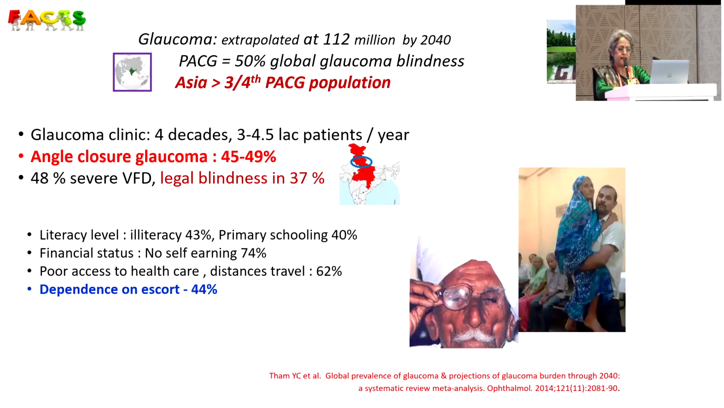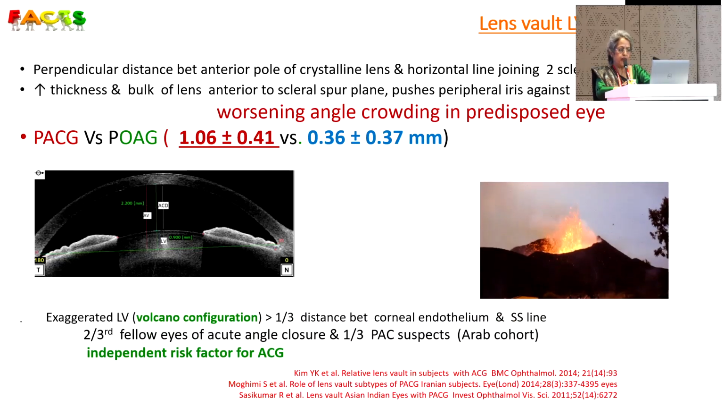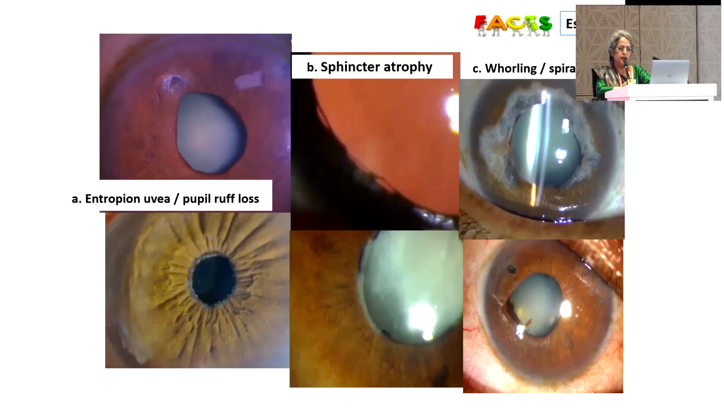So all these facts, and the fact that lens vault is invariably high, which worsens the angle closure in predisposed eyes, which we found in angle closure was almost more than 2 times. The lens vault in open angle was 0.36, whereas in angle closure it was 1.06. So we really did find that exaggerated lens vault, or the volcano configuration as it is described, which is more than 1/3 of the distance between corneal endothelium and the scleral spur line, is an independent risk factor for angle closure glaucoma.